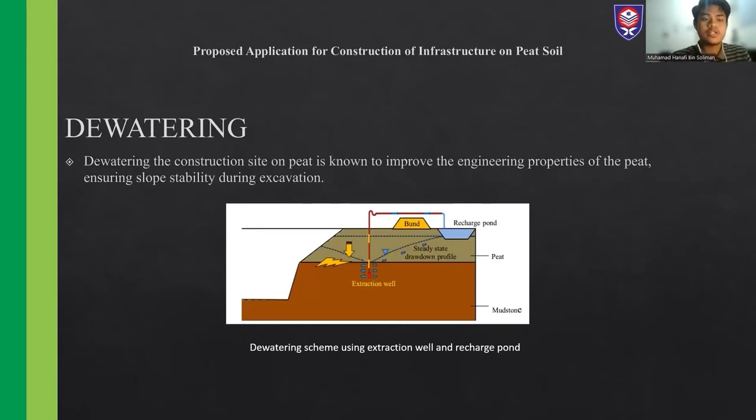The next application is dewatering. Dewatering the construction site on peat is known to improve the engineering properties of the peat, ensuring slope stability during excavation. So this is an example, a dewatering scheme using extraction well and recharge pond. However, excessive water extraction causes significant ground settlement, and in most cases, it affects a large region. This could have an impact on existing structures near the construction site.